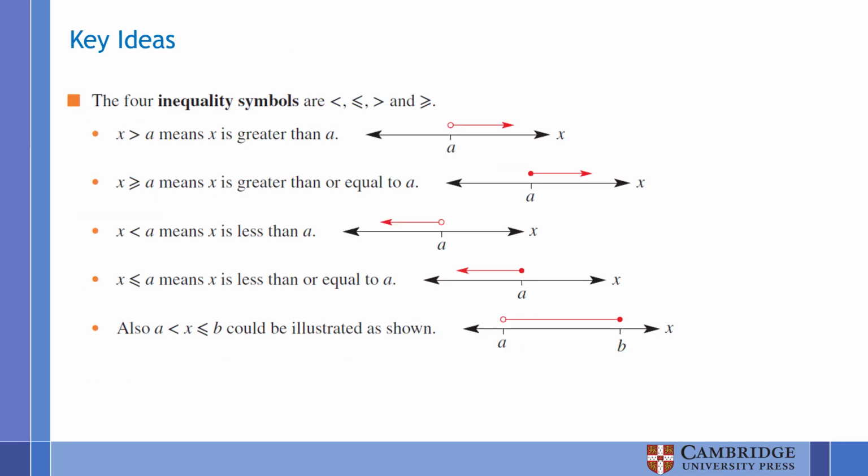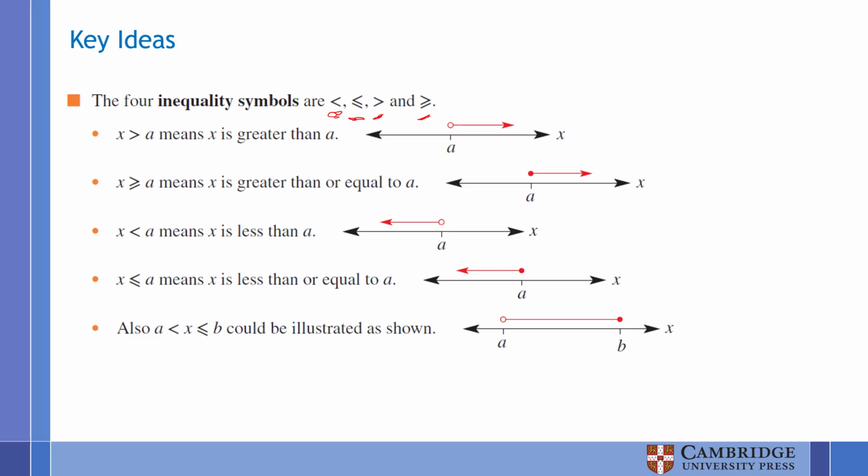Okay, so here's our main ideas. So we have four inequality symbols. Okay, so we have our less than inequality, our less than or equal to inequality sign because we've got that other line underneath it, our greater than, and our greater than or equal to, because we've got that line underneath as well. Okay, and visually we can see this on a number line here.